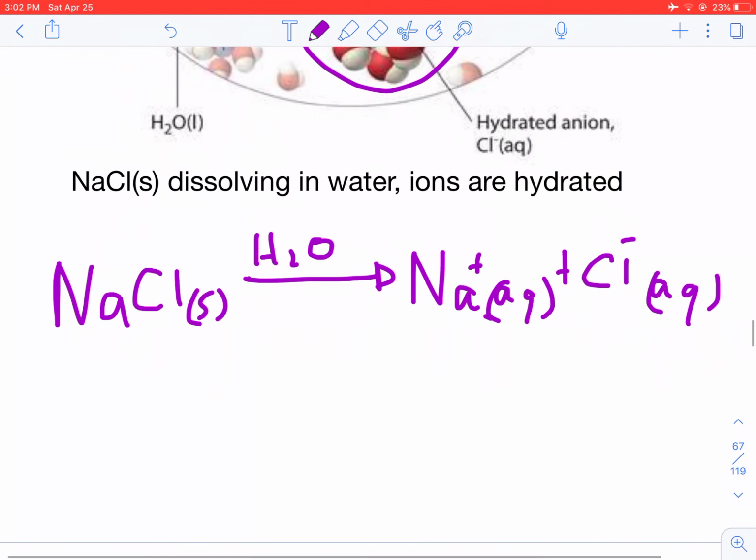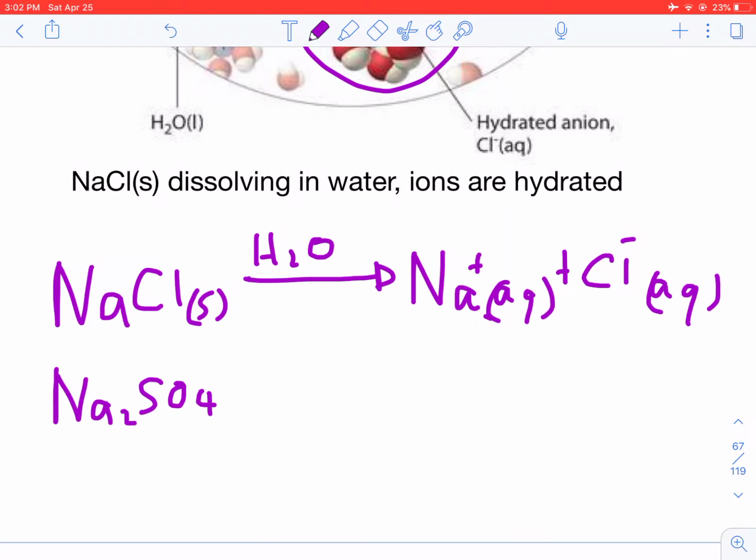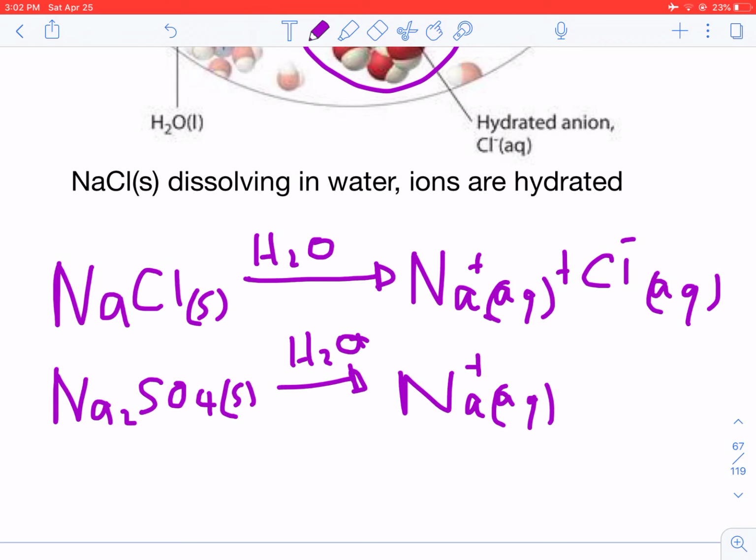If we have other ionic substances, let's say for instance I have Na2SO4, again, if that's dissolved in water, sometimes we can put water there, and that would then say Na+ aqueous plus SO4. We know what the charge of that is, since you know what the charges of these polyatomic ions are.